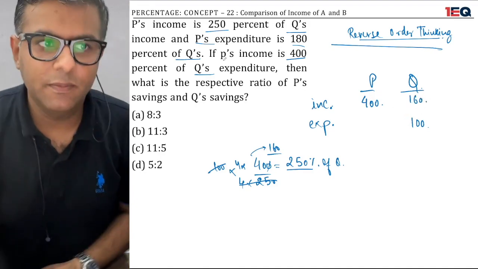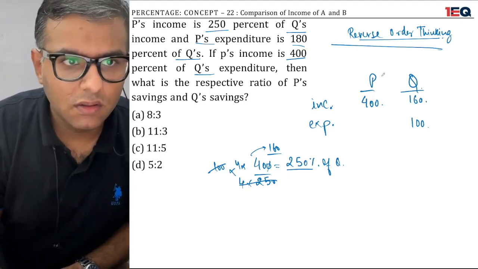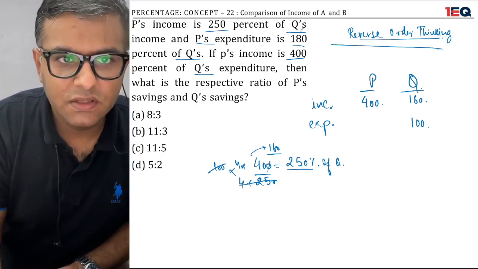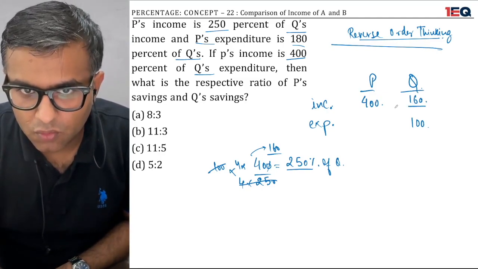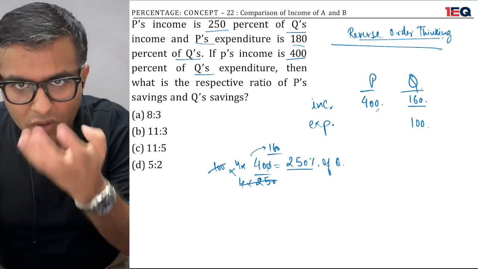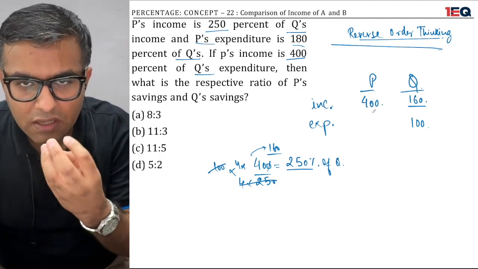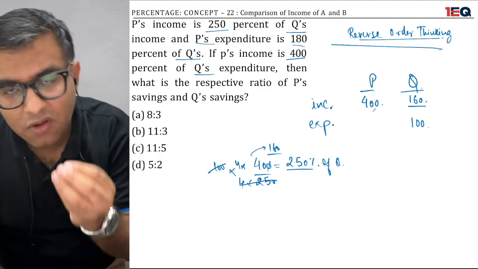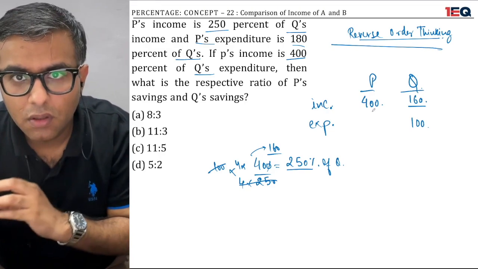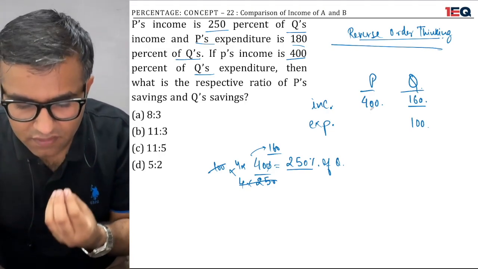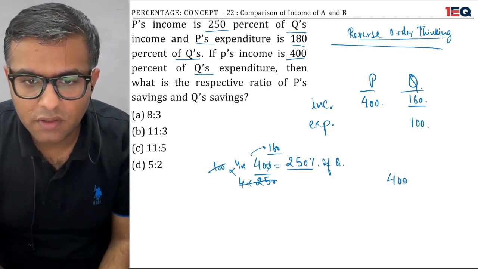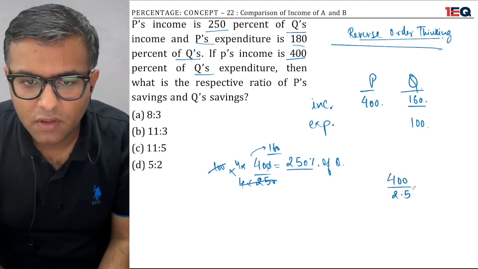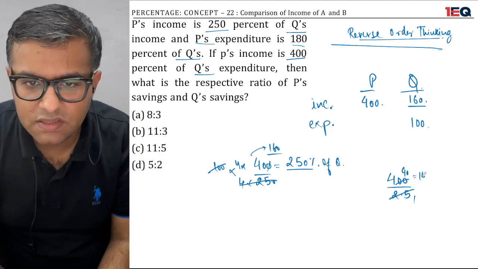Also, there is another way. It says P's income is 250% of Q's income. What is the income of Q? If I tell you that 400 in itself contains two and a half times of some quantity, or 400 divided by two and a half times, two and a half times 1s are two and a half times 40s are, which is equal to 160.